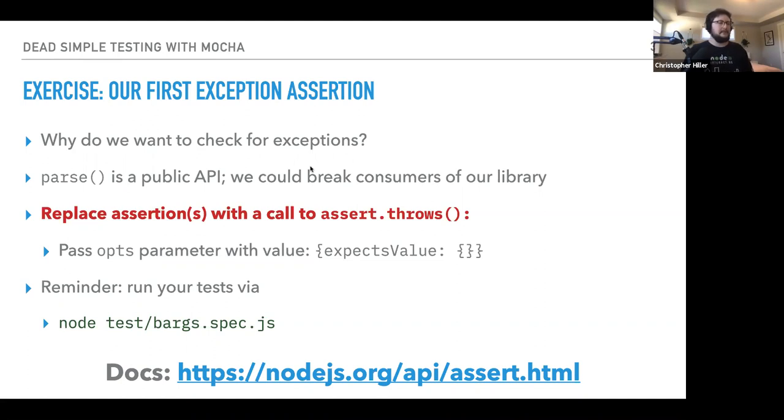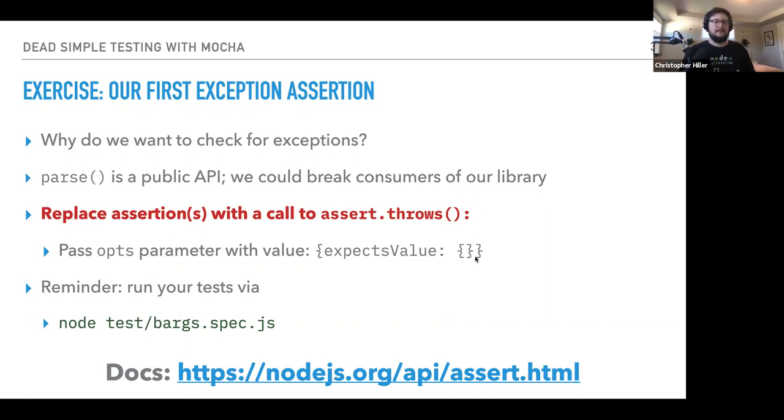And what that function is going to do, it accepts a function. It does not accept a return value. It accepts a function, to be clear about that. And so we're going to pass it a function which calls parse. And we want to call parse with an opts parameter of expectsValue. And we want to give it an empty object for the value of expectsValue.